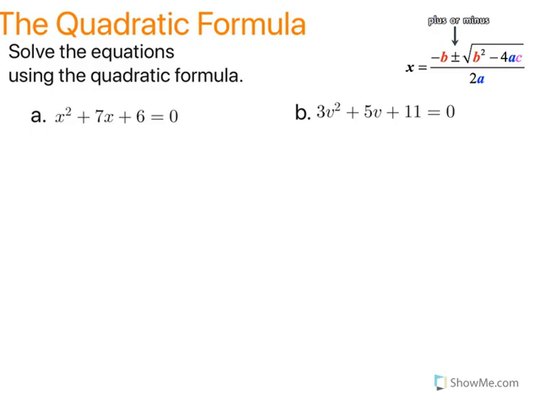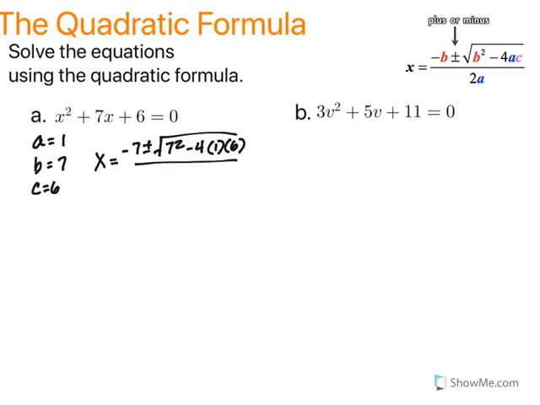Here we have x squared plus 7x plus 6 is equal to 4. So we're going to identify a, b, and c, which in this case are 1, 7, and 6. Then we're going to substitute those values into our quadratic formula. So for negative b, we're going to have negative 7 plus or minus the square root of 7 squared minus 4 times 1 times 6 all over 2 times 1.